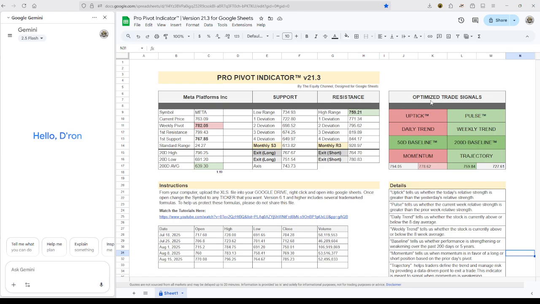As we come over here to the Pro Pivot indicator, we can see right out the gate, without having to move back and forth between a bunch of charts, the Pro Pivot indicator gives us multi-time frame analysis. So right out the gate, you can see we have a weakening relative strength line on the daily, and now the daily trend has gone negative, below the 8-period moving average.